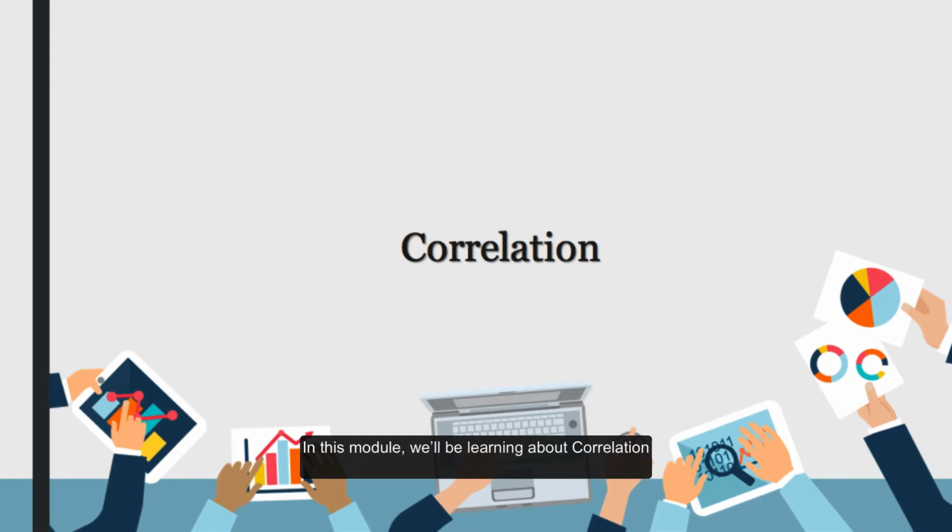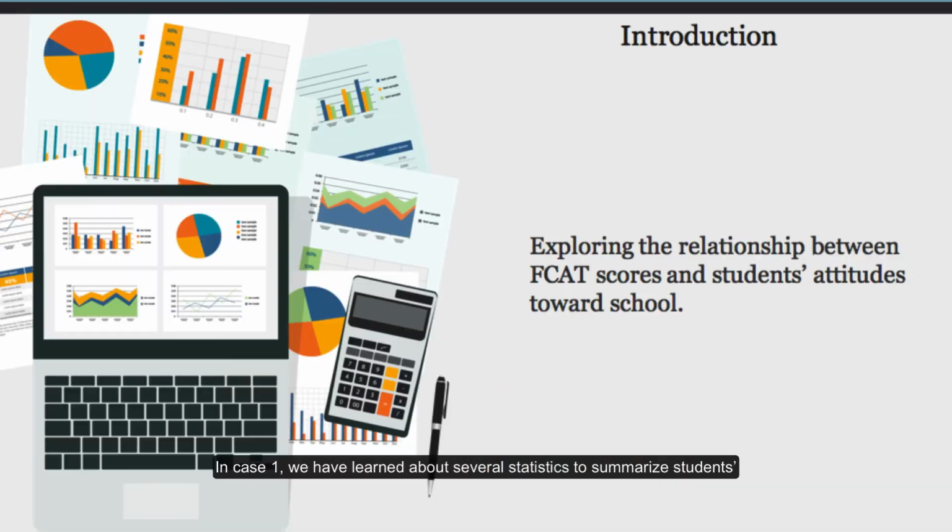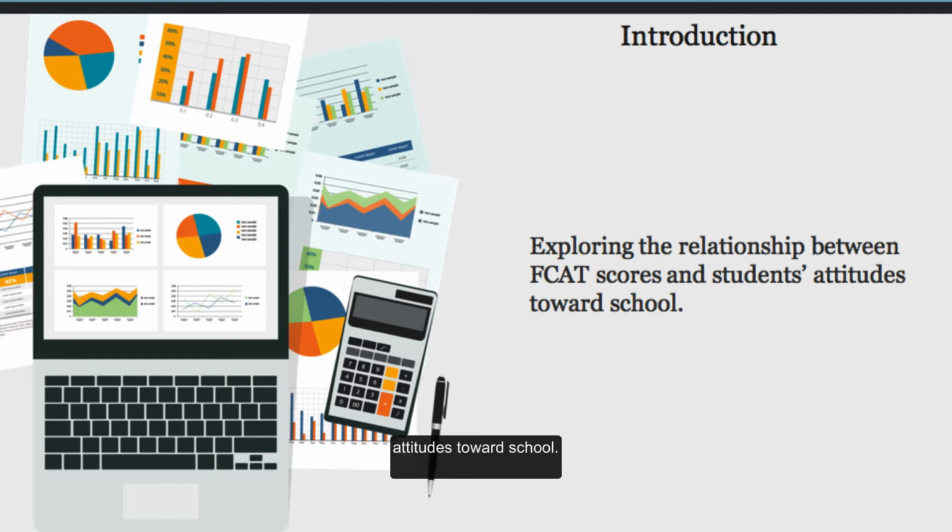In this module, we'll be learning about correlation. In Case 1, we've learned about several statistics to summarize students' FCAT scores and to index the shape of the FCAT distribution. That is, we paid attention to only one variable, FCAT scores. In addition to FCAT scores, now we add one more variable, student attitude toward school, in our research scenario. And we're interested in exploring the relationship between FCAT scores and students' attitudes toward school.